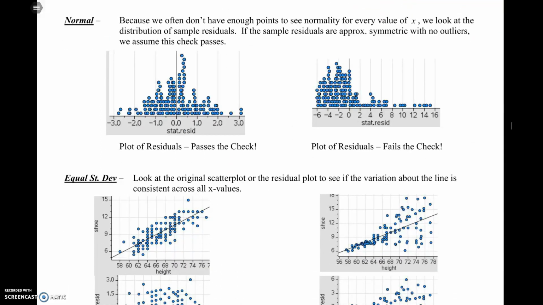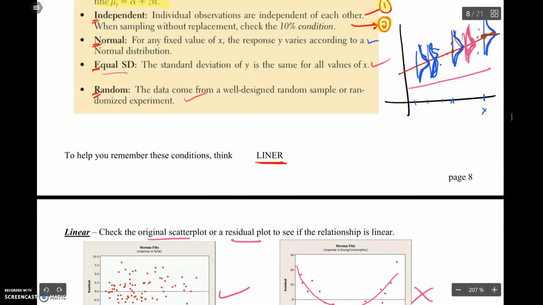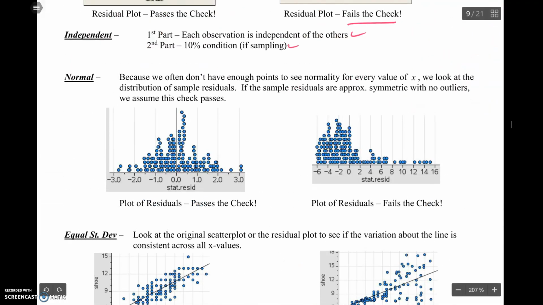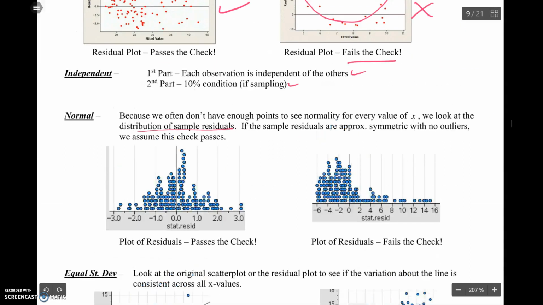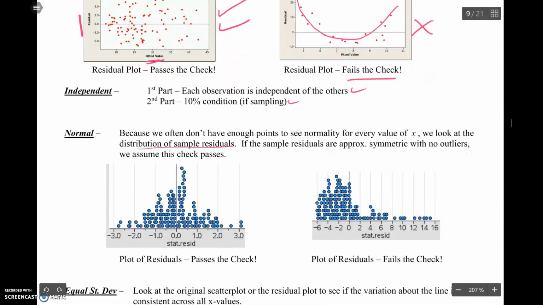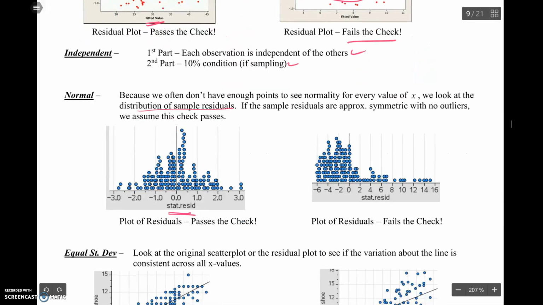Normal. Because we don't have enough points to see normality for every single value of x, we are going to collapse those. What we're going to do is drop all of these points down and make a dot plot of our residuals to see if the residuals are approximately symmetric. So just look at the distribution of the sample residuals. This is a residual plot: X versus your residual. These are dot plots of residuals, so it's a one variable plot. I'm just looking to see if these things are approximately symmetric with no outliers.